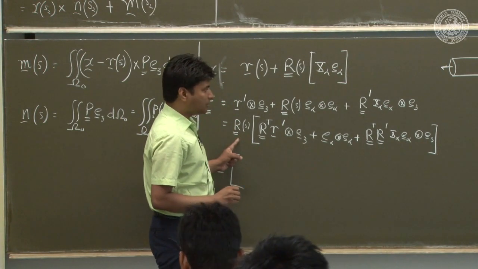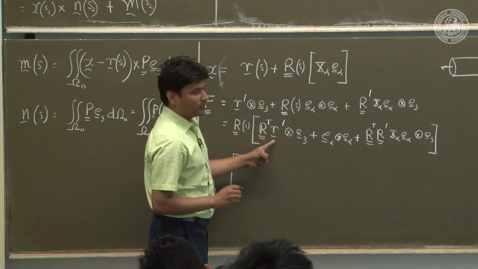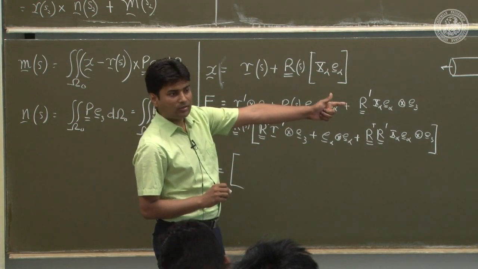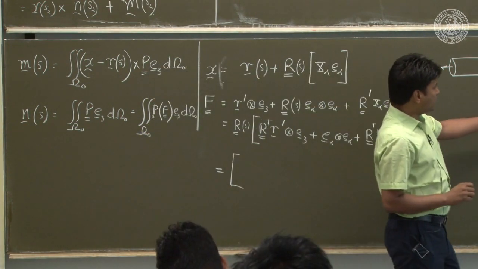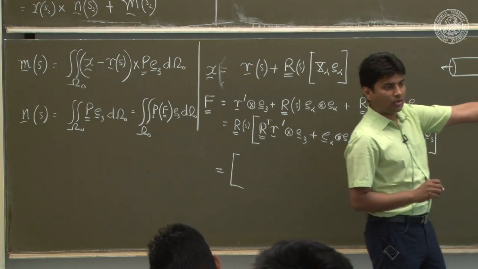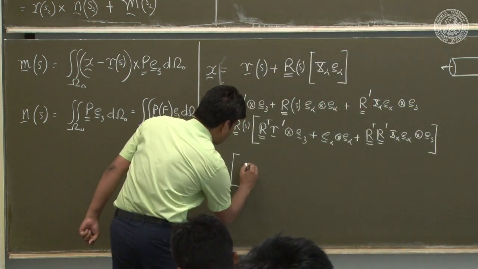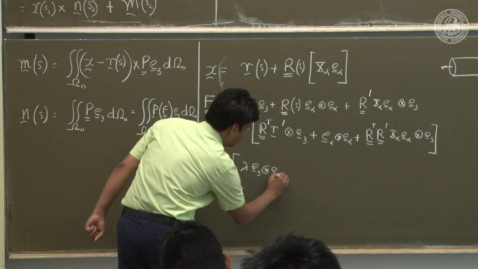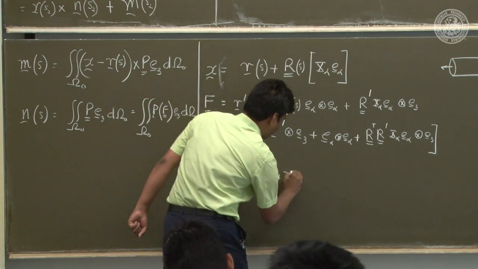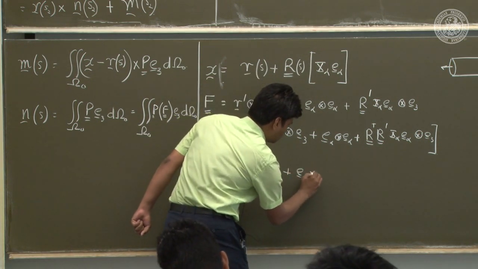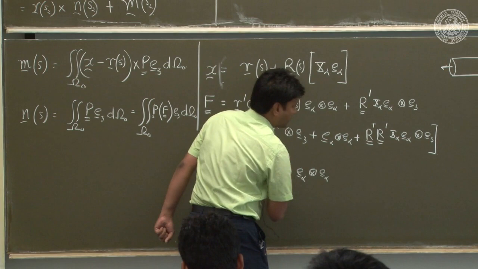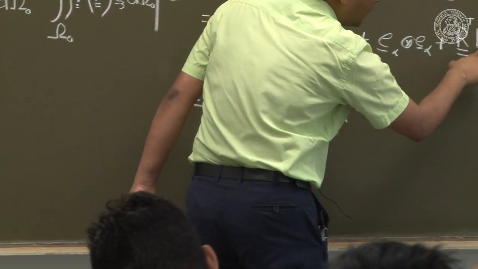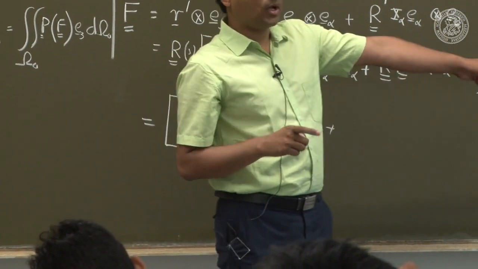Capital R is identity. What is small r prime? Small r prime, dr by ds, is lambda E3, right? A constant. So you get lambda E3 tensor product E3 plus E alpha tensor product E alpha, and this term simply vanishes because big R prime is 0, since big R is constant.